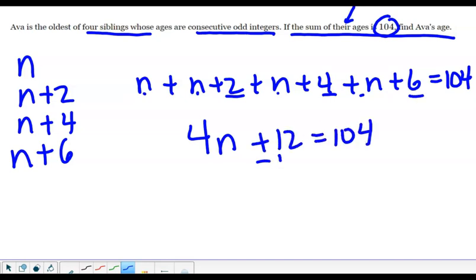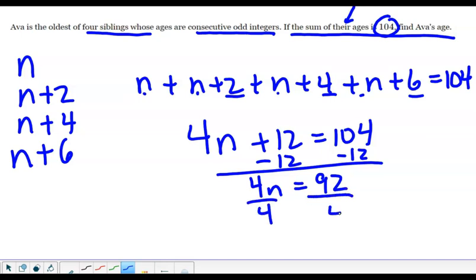And now I can solve this equation here by doing some simple properties of equality. Let's see. 104 minus 12 is 92. Divide both sides by 4. That's, the first one is 23.